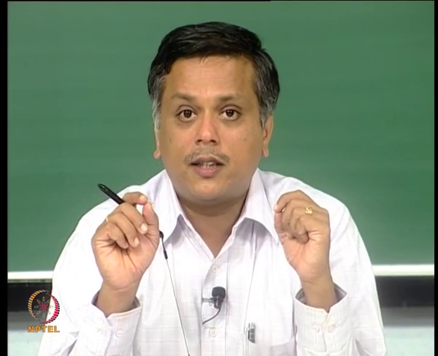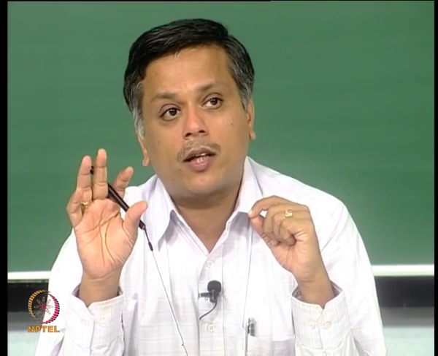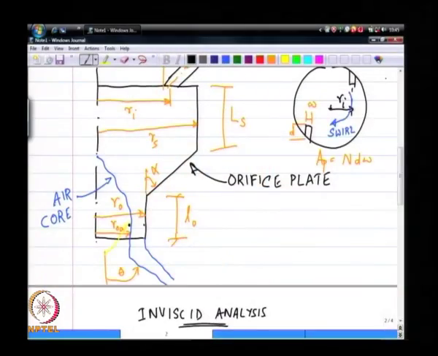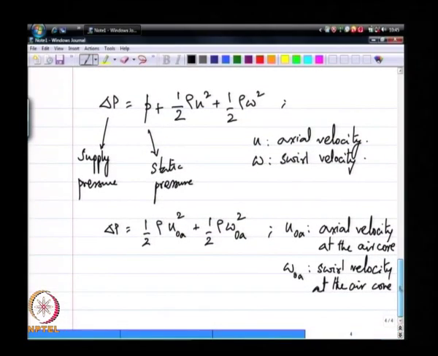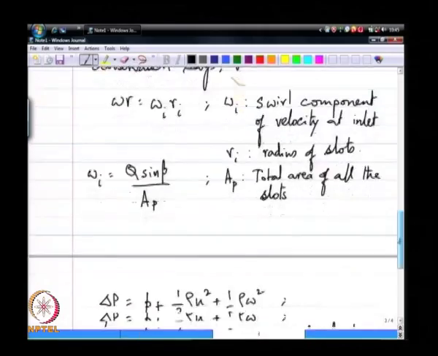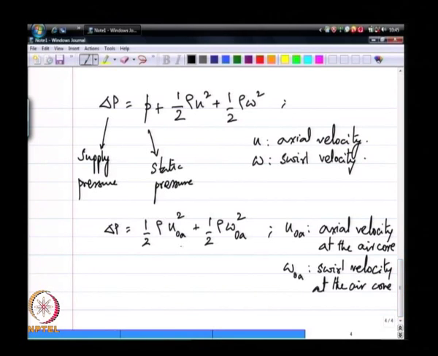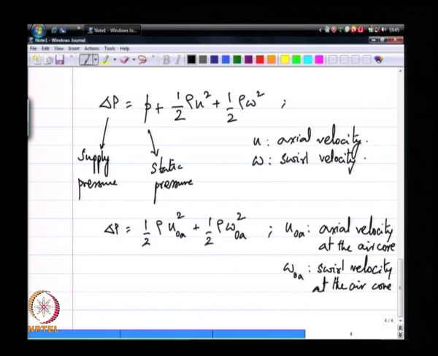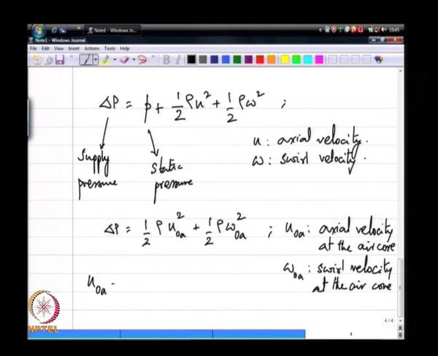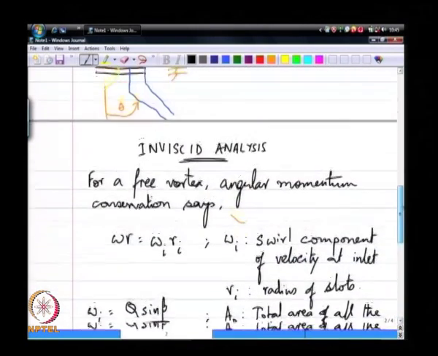Because I can apply Bernoulli's equation on two points on a given streamline, and if all the streamlines are originating from the same stagnation pressure delta P, I can essentially apply Bernoulli's equation even across two streamlines at two different points, because they are all amounting to the same stagnation pressure. We will take advantage of this later on. So, now back to our delta P, which is half rho u 0 a squared plus half rho w 0 a squared. Now, what is u 0 a? That is the axial velocity in this region.